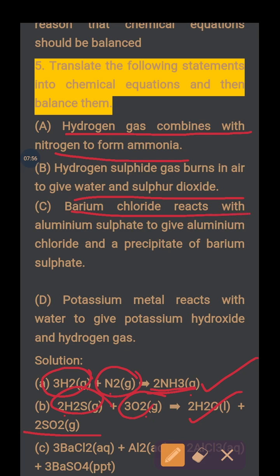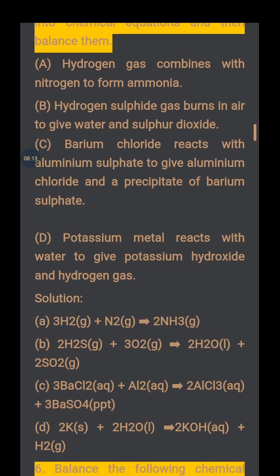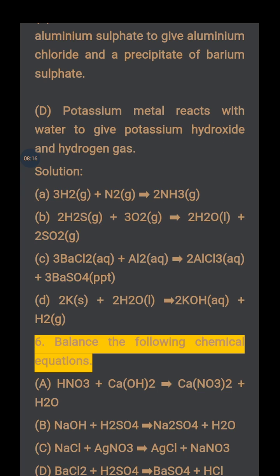Barium chloride reacts with aluminium sulfate. Barium is denoted by Ba, so barium chloride is BaCl2. Barium chloride reacts with aluminium sulfate to give aluminium chloride and a precipitate of barium sulfate. Then the equation is 3BaCl2 plus Al2(SO4)3 gives 2AlCl3 plus 3BaSO4, and BaSO4 is formed in the form of a precipitate.